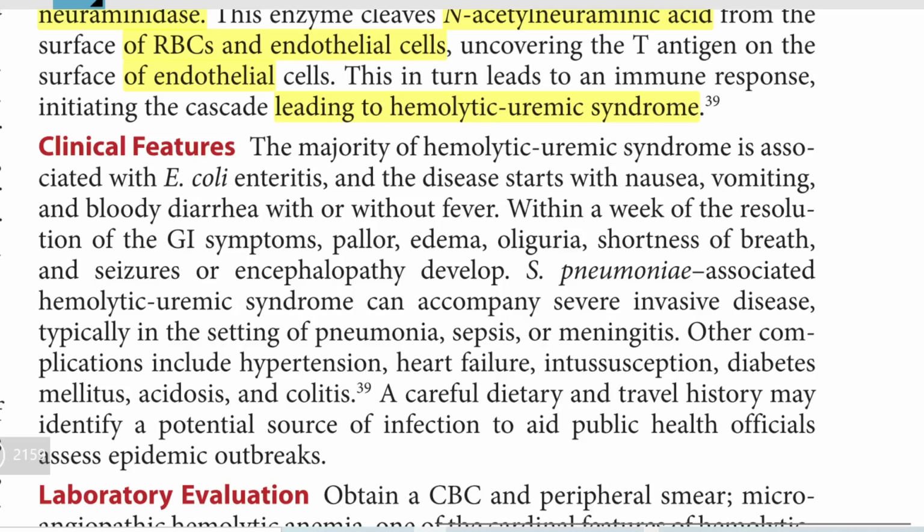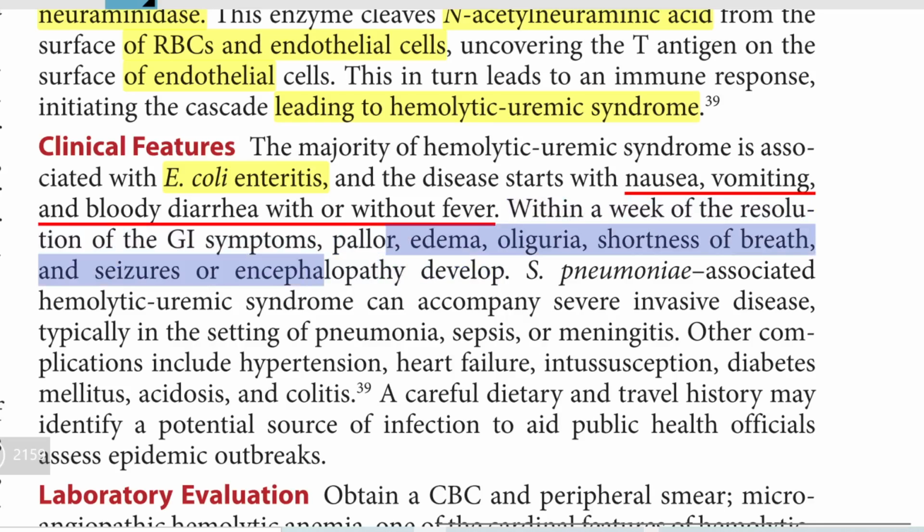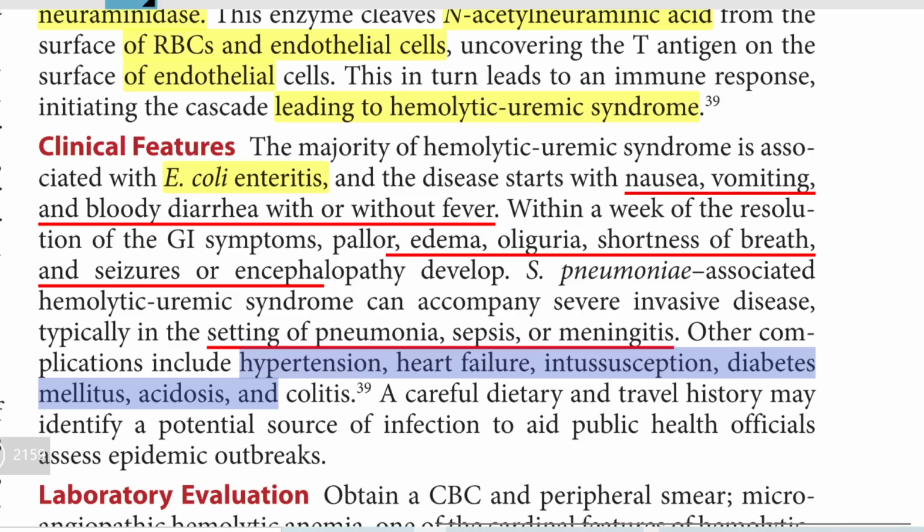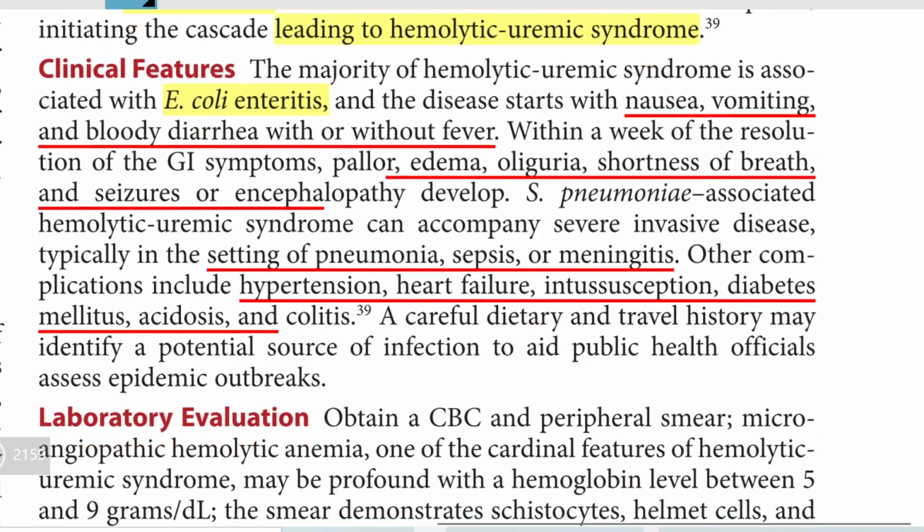So the majority of HUS is associated with E. coli enteritis. The clinical features in enteritis: the patient will have GI related symptoms, that is nausea, vomiting, and bloody diarrhea with or without fever. Within a week of resolution of GI symptoms, the patient will develop pallor, edema, and oliguria, or encephalopathy or seizure. Strep pneumonia-associated hemolytic uremic syndrome can accompany severe invasive disease, typically in the setting of pneumonia, sepsis, or meningitis. Other complications include hypertension, heart failure, diabetes mellitus, acidosis, and colitis.